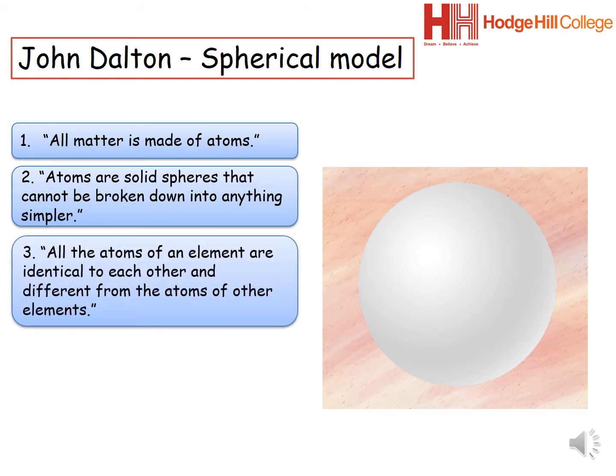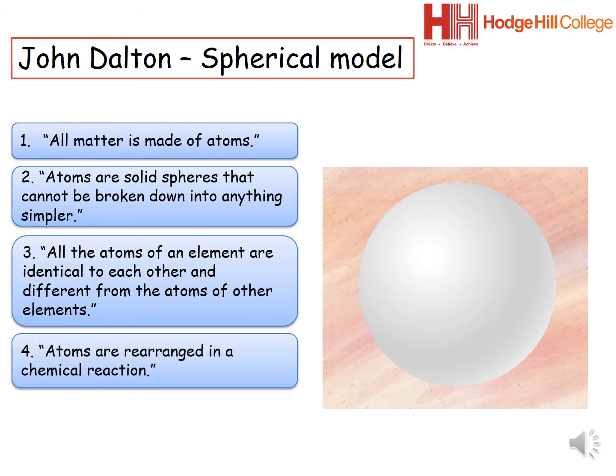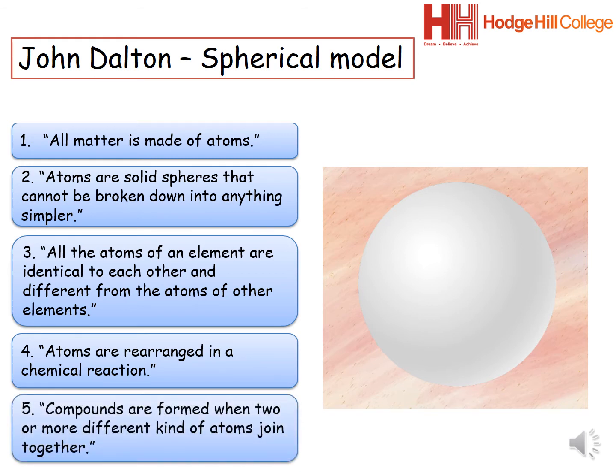According to Dalton, all the atoms of an element are identical to each other and different from the atoms of other elements. He also stated that atoms are rearranged in a chemical reaction, and finally, compounds are formed when two or more different kinds of atoms join together. Now, parts of Dalton's theory had to be modified based on the discovery of subatomic particles and isotopes. Pause the video and try to identify the points that were modified.